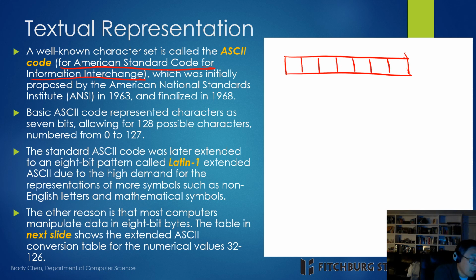Remember, in the previous module, we know that if we have 7-bit binary numbers, then we can map to a decimal value, right? So now the first question is, with 7 bits, how many different numbers can we represent?